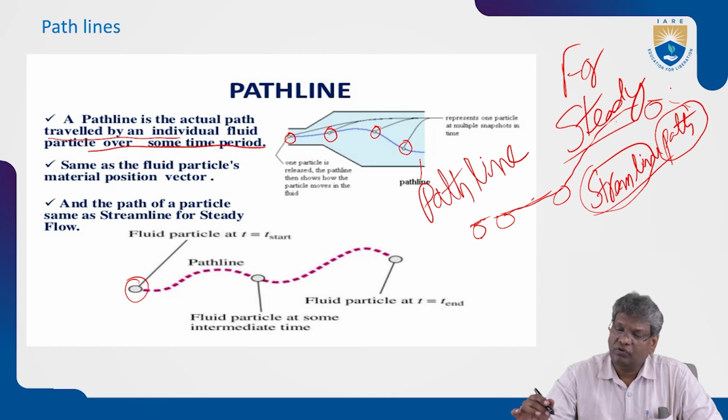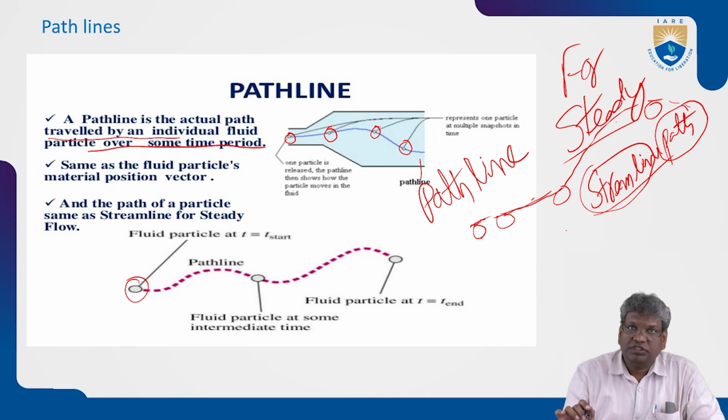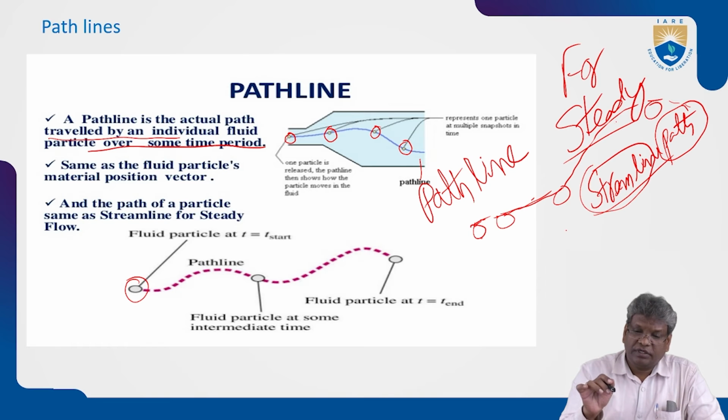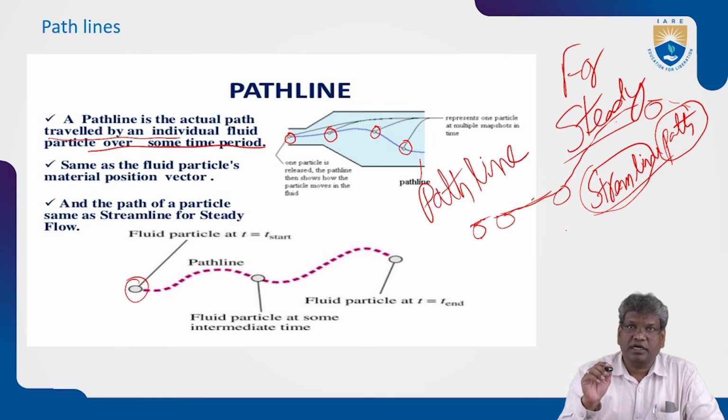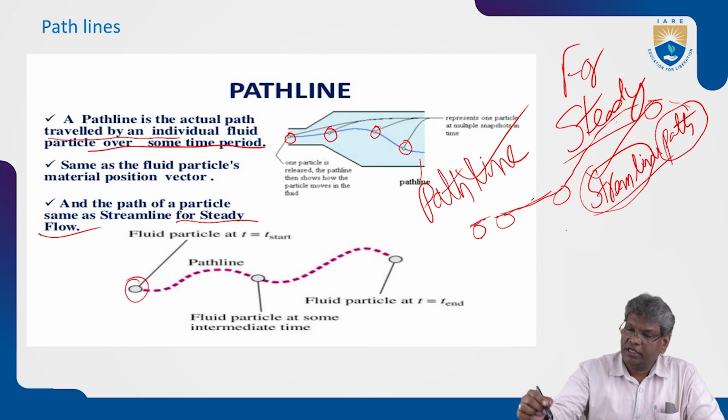Why? For steady flow, there is no change of fluid property with respect to time. So that is why, for a path line, we take the path traced by the fluid particle at each instant of time. If the flow is said to be steady flow, we can say both path line and streamline are the same, right?